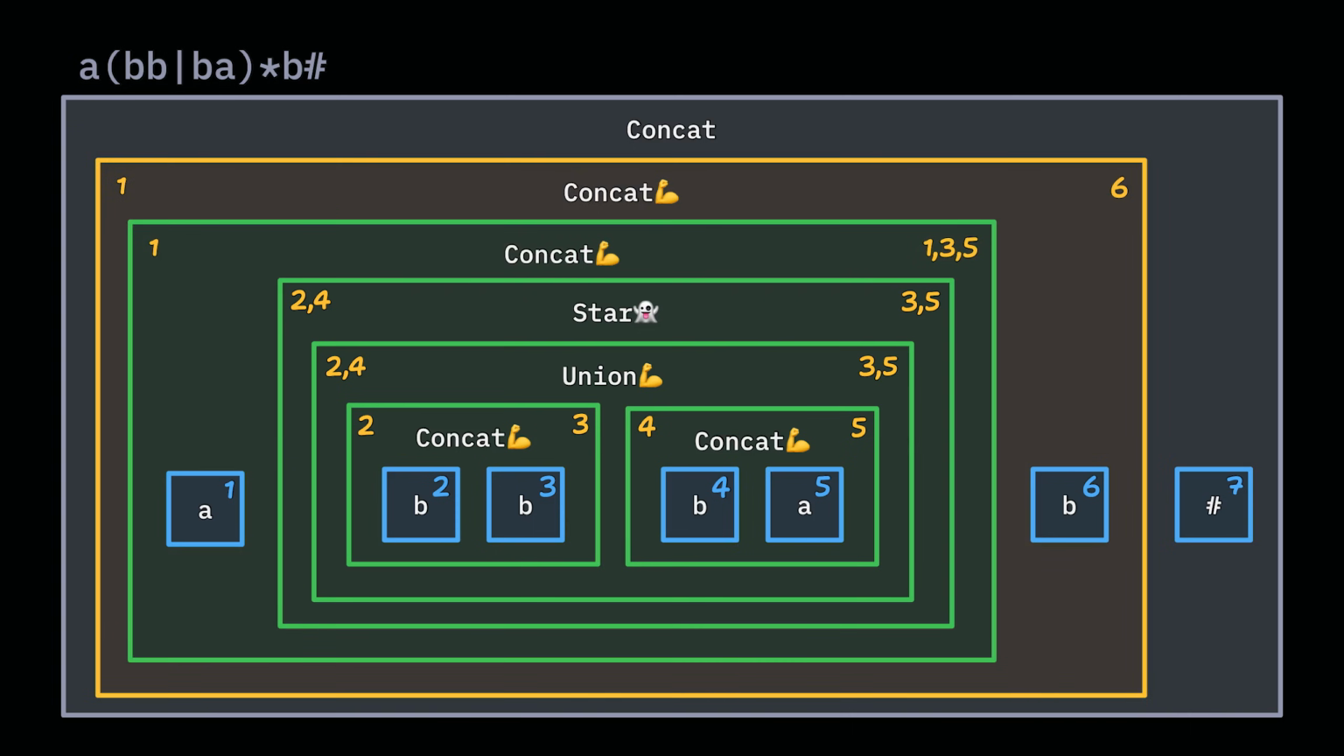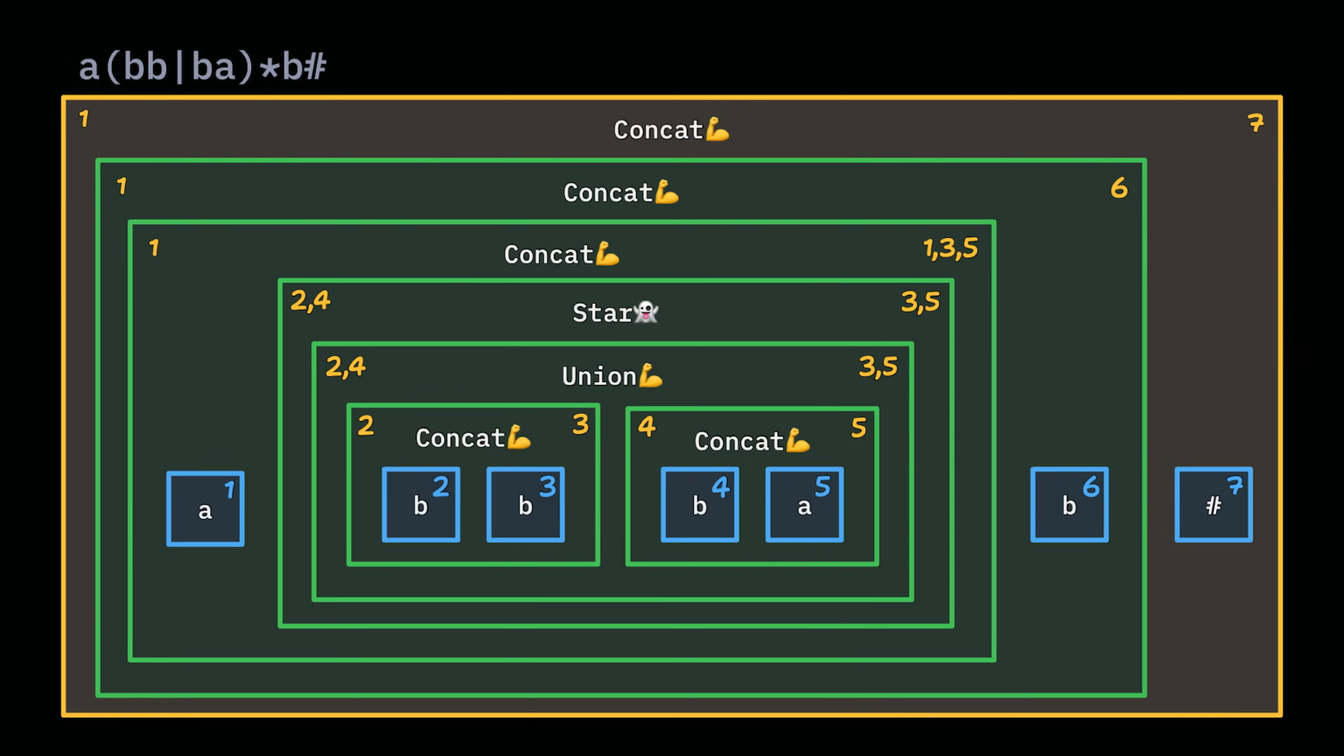The logic for this next concat is a bit simpler because both of its children are non-nullable, so it's not nullable either, and we take the first pos of its left child and the last pos of its right child. And the only unusual thing about the topmost parent, the root node, is that it has this hash ending symbol in it. Otherwise, all the rules are the same. It's not nullable, and for first pos we take the first pos of its left node and the last pos of its right node.